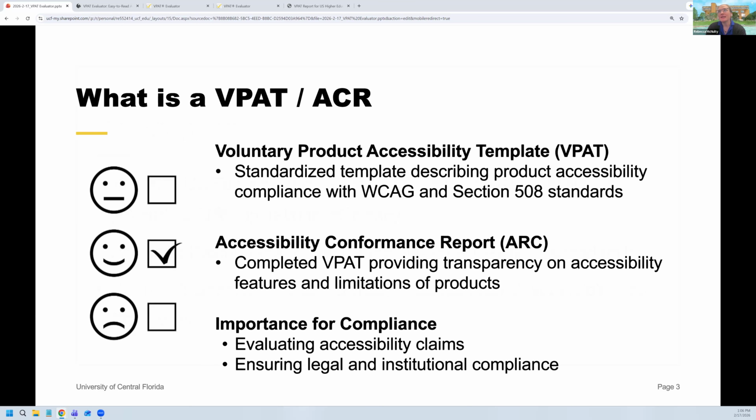A voluntary product accessibility template is just the standardized template for describing product accessibility that shows compliance with WCAG and Section 508 standards. The ARC is the completed VPAT, providing transparency on accessibility features and any limitations that a product could present. And the importance toward compliance is that these are both evaluating the claims that a vendor is making about accessibility compliance and also ensuring legal and institutional compliance.